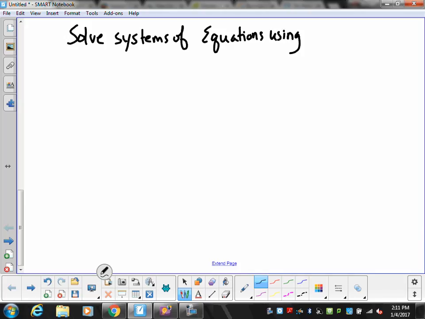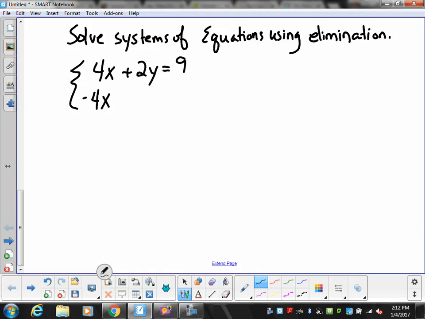So the next method we're going to use is called elimination. And so what does it mean to eliminate? Delete, take away, get rid of. Alright, so if we are using the elimination method, we want to eliminate a variable. So we'll talk about how to do that as I get this written up here. 4x plus 2y equals 9. And negative 4x plus 3y equals 16.